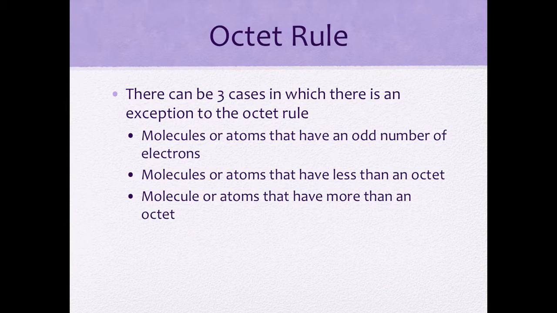Another thing that is an exception when drawing Lewis structures is the octet rule. There can be 3 cases in which there is an exception: molecules or atoms which have an odd number of electrons, molecules or atoms that have less than an octet, and molecules or atoms that have more than an octet.